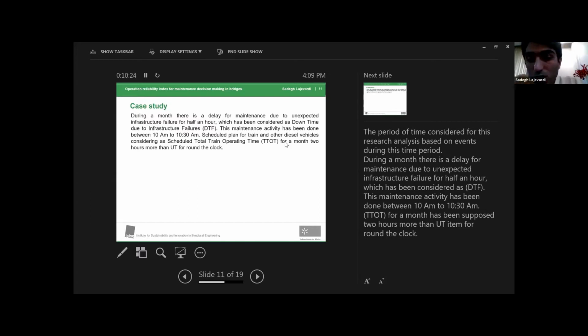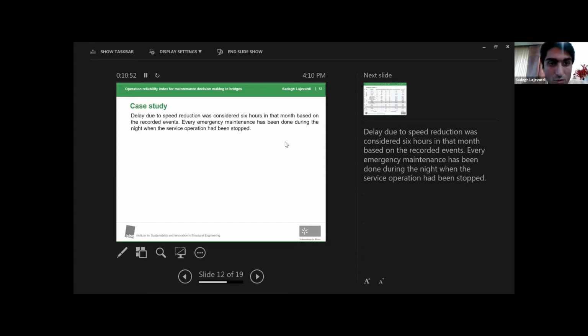TTOT has been supposed to be 2 hours more than UT, because around the clock we have some operation more than planned, more than a scheduled plan for train, because maybe we need to move something between the network, and also it's more than passenger trips. So delay due to speed reduction was considered 6 hours in that month, because we have some emergency maintenance, and based on the recorded events, it was done during the night when the service operation had stopped.